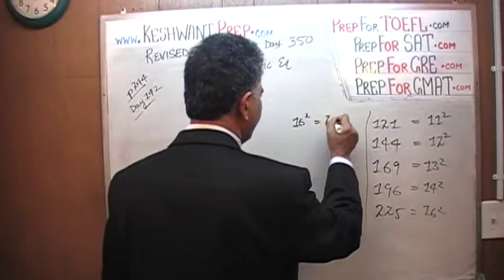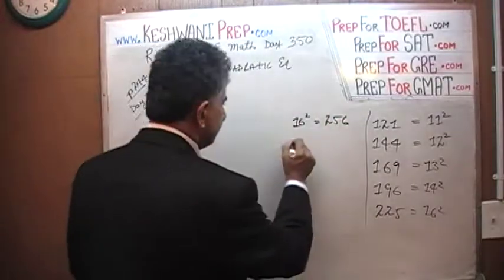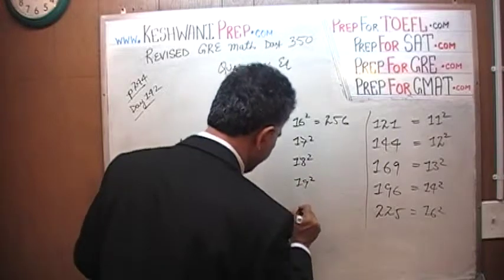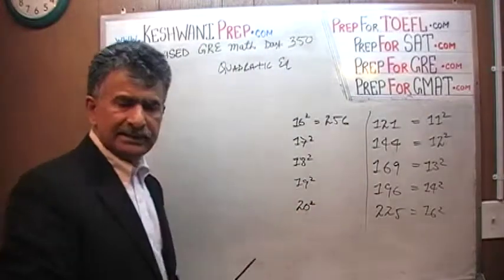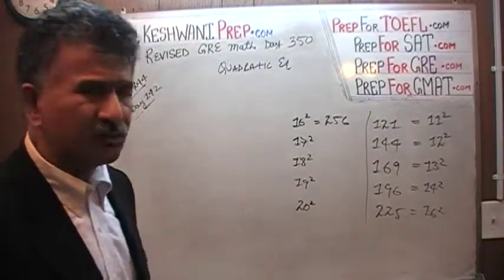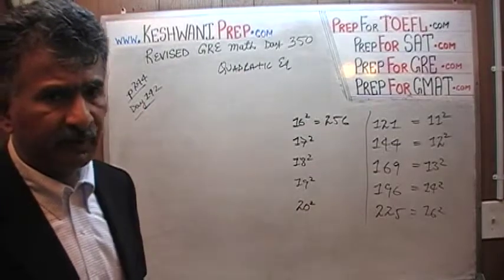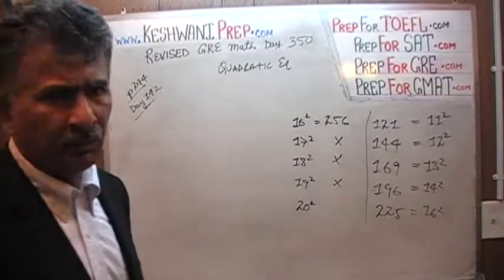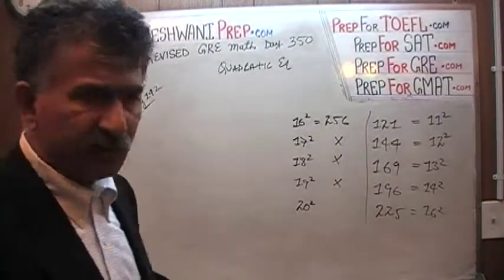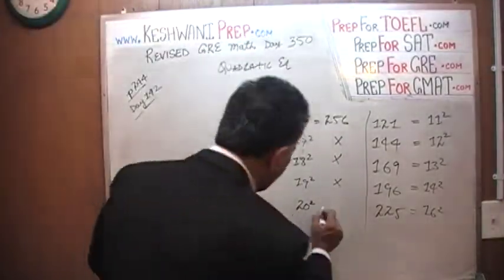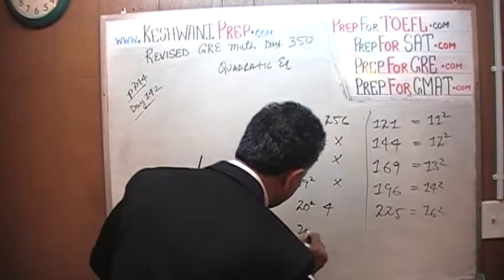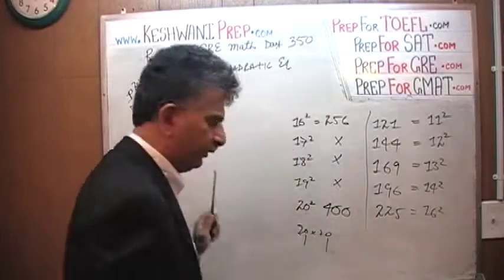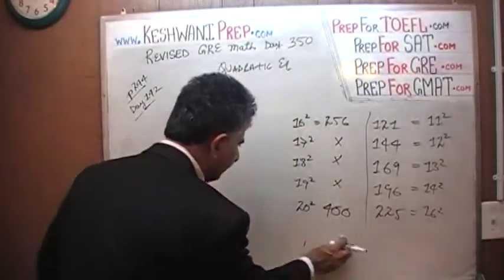16 squared is 256. 17 squared, 18 squared, 19 squared, and 20 squared. 17 squared, 18 squared, and 19 squared do not appear very often in the exam. You don't have to worry about them. And if you need to figure them out, you can just do them very quickly. 20 squared is very easy because 2 times 2 is 4, and then you stick 2 zeros. 20 times 20 is just 2 times 2 is 4, and then 2 zeros. It's 400.